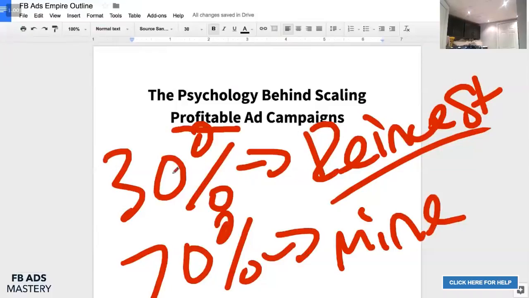But the other 30%, it's not yours. It was literally made to scale into my business. That 30% was reserved only for more ads. So if I wanted to go buy a new training course, I didn't take that from the 30. I would take that from the 70. Does that make sense? Even other stuff for my business was out of the 70.